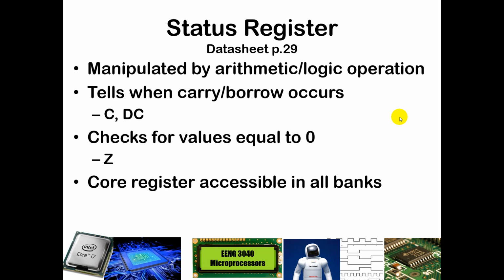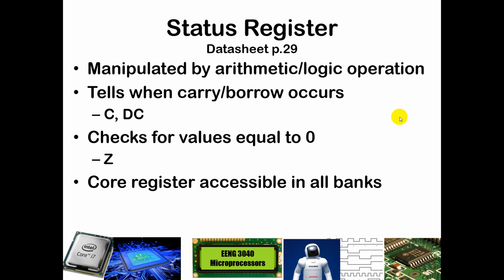The status register is, I would say, beyond the W register, the second most important register in the PIC microcontroller, because this is what tells us what happened after certain operations. So you have a C bit and a DC bit in there. The C bit tells us when there was a carry. So if you happen to be adding some values and it doesn't fit within the 8 bits of the sum, then the C bit indicates that there was a carry out.